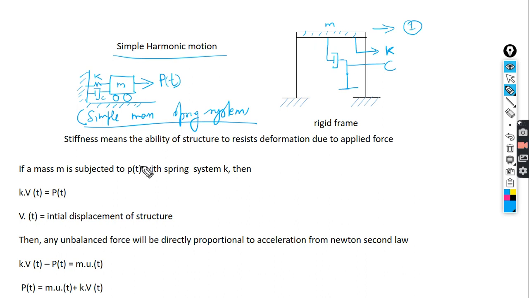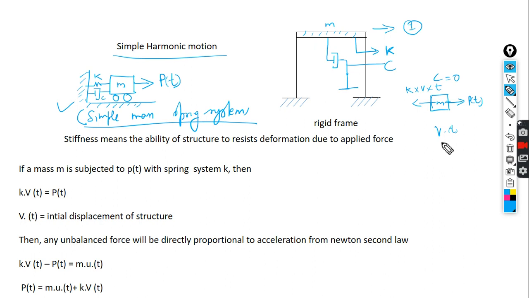Let us draw the simple free body diagram of this system. The structure, or mass m, is subjected to a force p(t) in this direction. Considering the structure free from damping, that is c equals 0, the structural spring force acts opposite to the applied force. So it is k times the lateral displacement, which is represented by v(t).